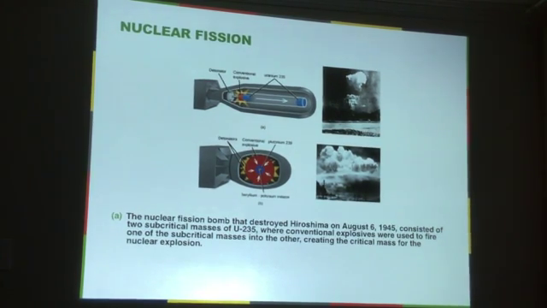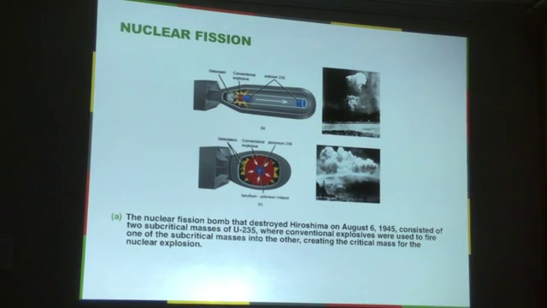and it consisted of two masses of uranium-235. And these two masses were in separate parts of the bomb. They were kept apart, and then a conventional explosion occurred when the bomb was dropped. This forced these two subcritical masses of material together, creating a critical mass. Once the critical mass was created, then you had a self-sustaining chain reaction and a nuclear explosion.